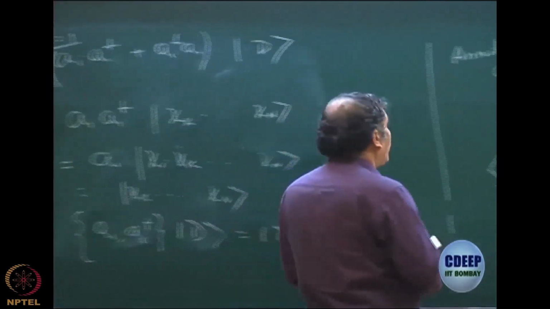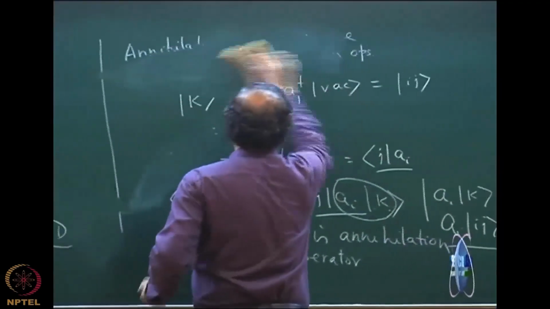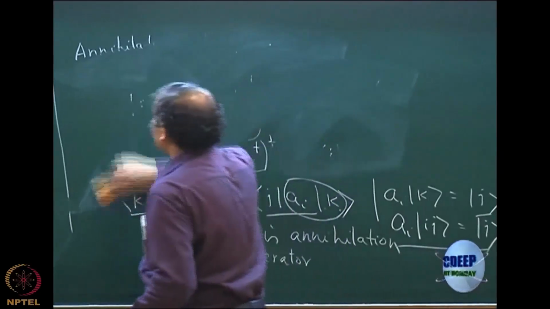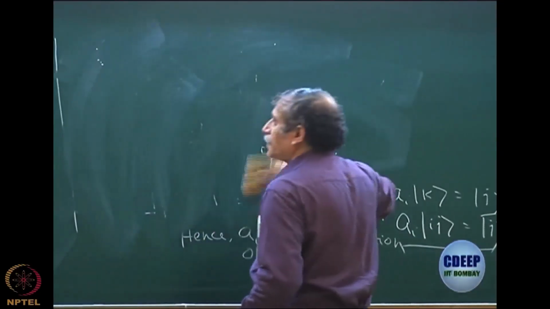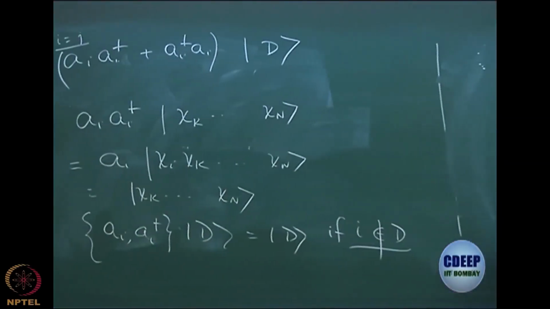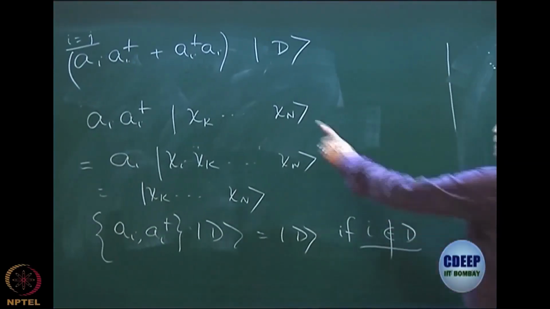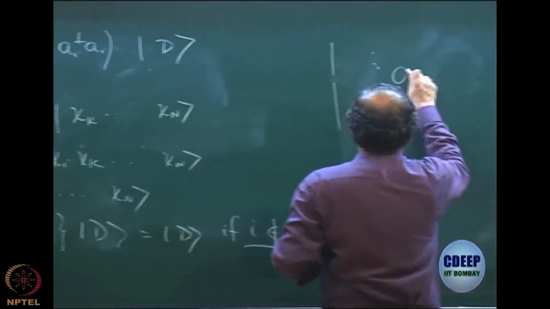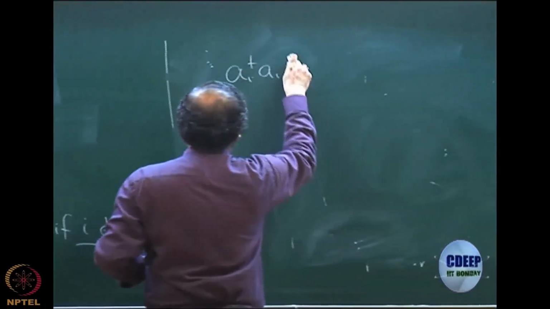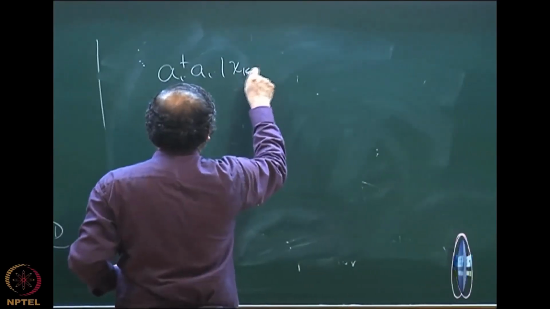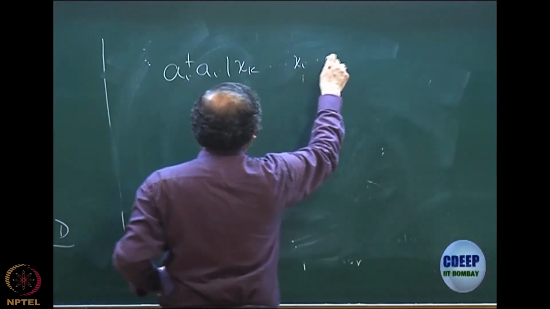The next is I is included in the determinant. If I is included in the determinant, then of course, the first one will not act, that will give you 0. So, what will act is just AI dagger AI. So, AI dagger AI acting on the determinant, and let us say now the determinant is something like this, chi I some chi n.